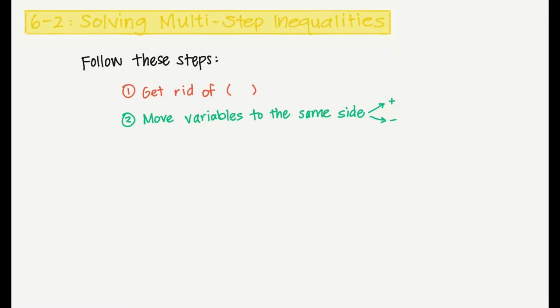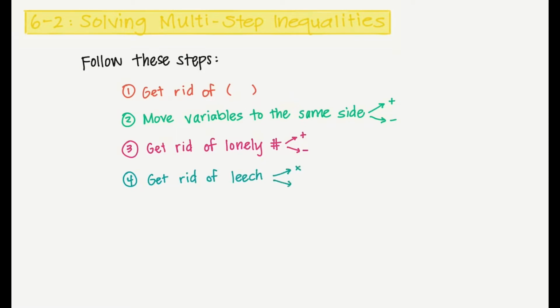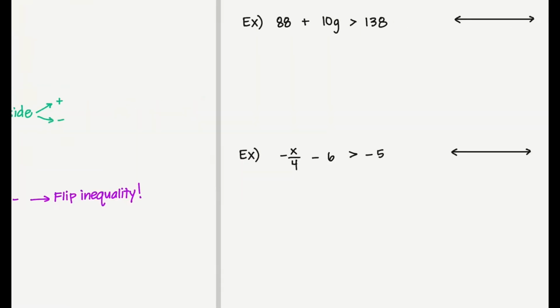The third step that I want you to remember is to get rid of the lonely number. Okay, that number that's by itself, get it away from your variable. You do that by adding or subtracting. And then the final step is to get rid of the leech, the number that is sucking the life out of that variable. It's attached to it. So you either multiply or divide to get rid of it. And finally, you need to remember that if you are multiplying or dividing both sides by a negative number, that you flip your inequality. So let's go ahead and get started with some examples.